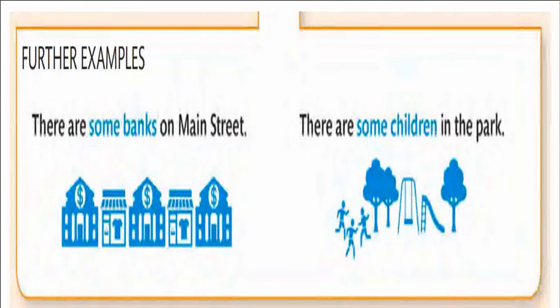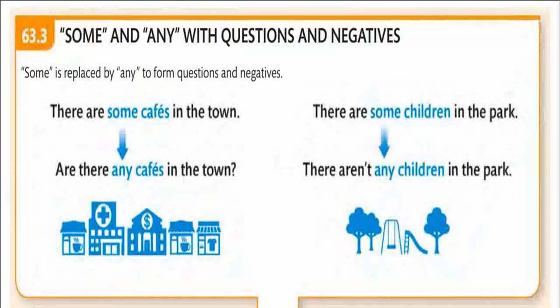Now let us see certain examples. There are some banks on Main Street. There are some children in the park, where banks is in plural and children is also plural. You may construct sentences. Let us proceed.